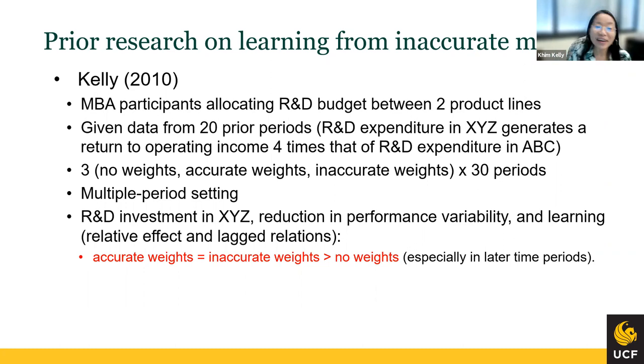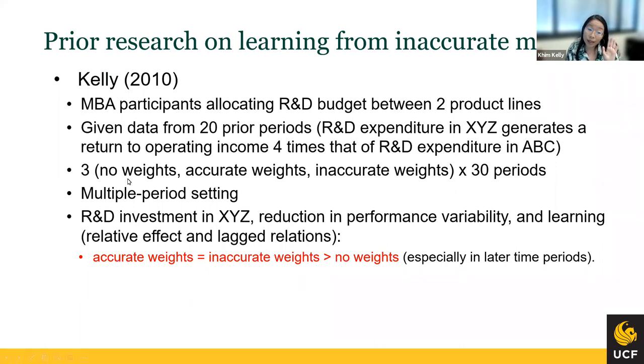So I gave them data from 20 prior periods, all right, that shows that R&D expenditure in XYZ is great, all right? It generates a return that is four times that of R&D expenditure in ABC, okay? Then I ran three conditions. In all three conditions, I gave them a very simplistic causal model. I told them, you invest in R&D, it's going to get a lot of product innovations. Those product innovations ultimately are going to be great for your operating income. So I gave them a simplistic causal chain.